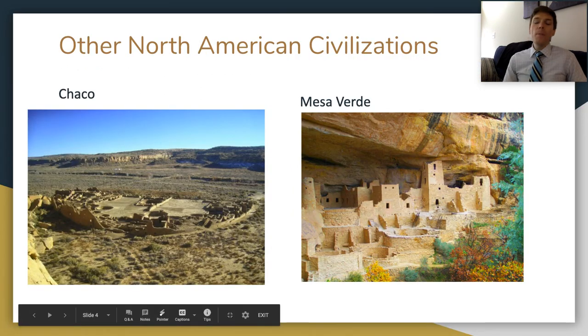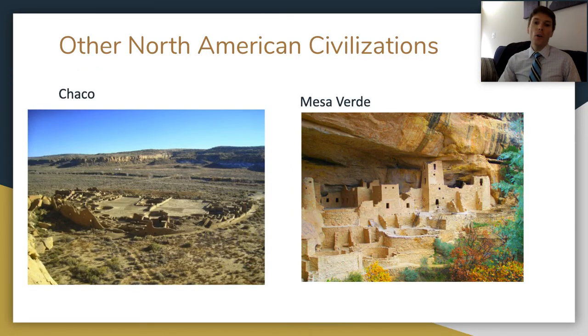Some other North American civilizations to note, just for our review. Soon after the rise of the Mississippian civilization, these cultures emerged in what is now the southwestern United States. So both the Chaco and Mesa Verde civilizations lived in dry regions. They developed ways to collect, transport, and store water efficiently.